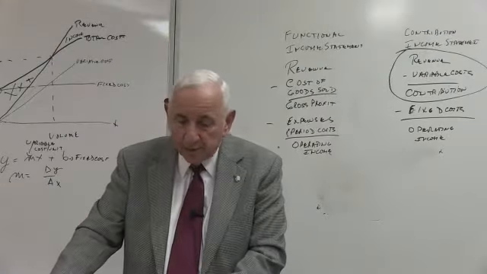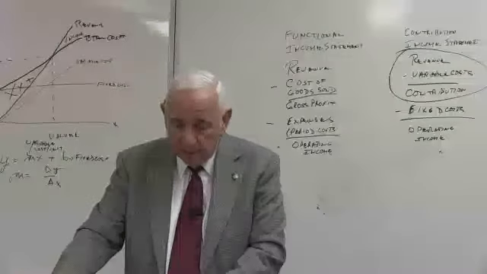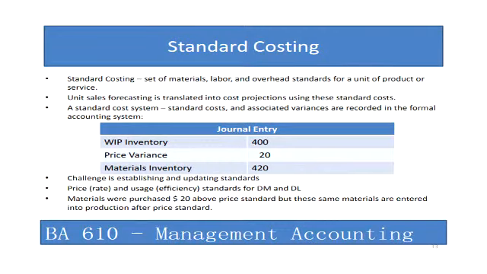All right, many companies use a standard costing system. We have a set of materials, labor, and overhead standards for a unit of product or service, and unit sales are forecast and translated into cost projections using these standard costs. In a full-blown standard accounting system, the associated variances are recorded in the formal accounting system.